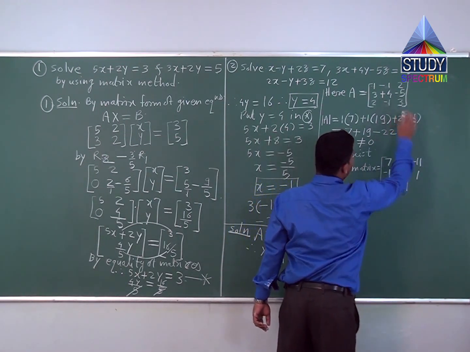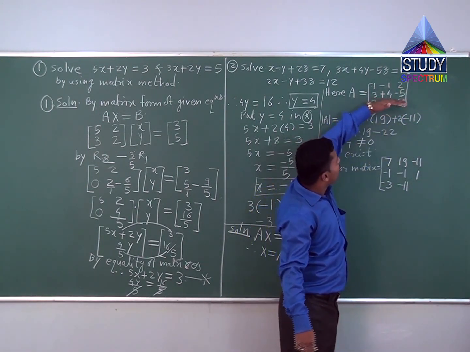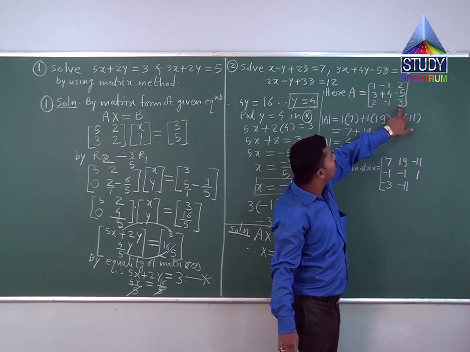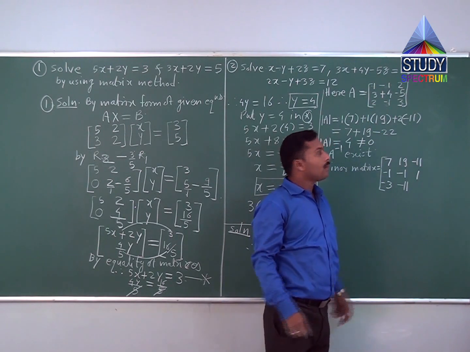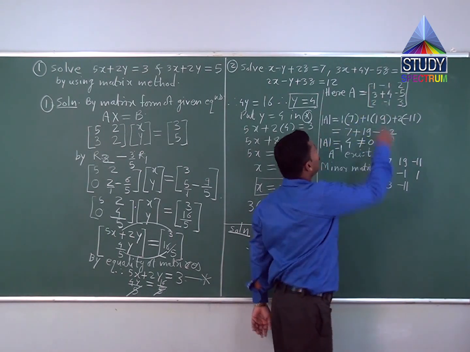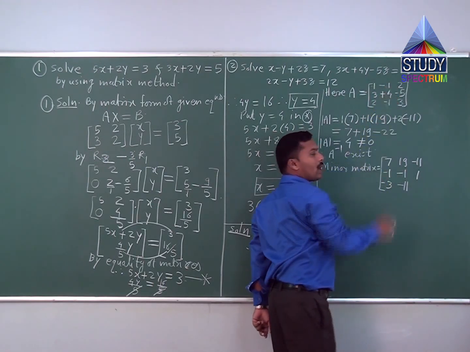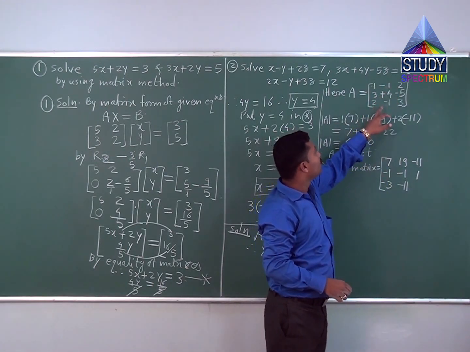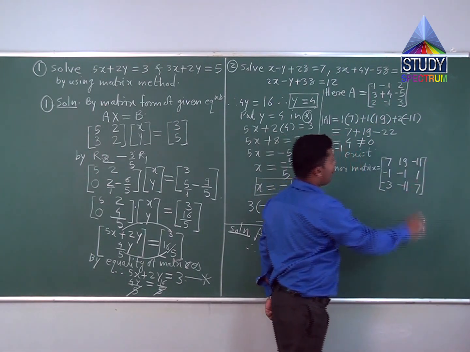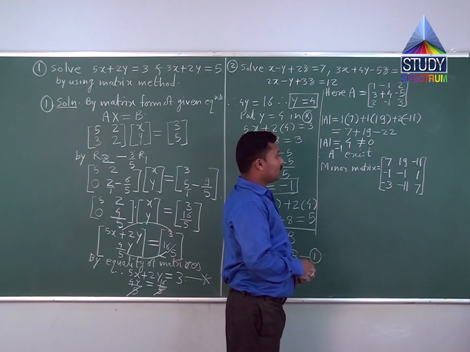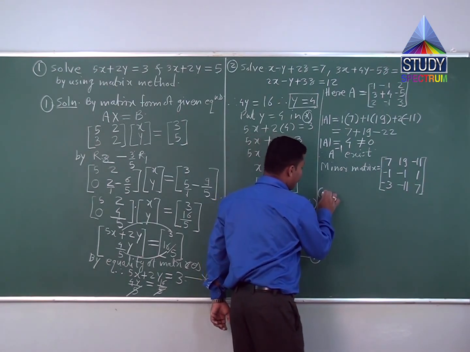Again we find the minor of number 3. Row and column deleted passing through this number 3. So what remains? 1, minus 1, 3, 4. We take the determinant of these 4 numbers. So 1 into 4, 4, minus 3 into minus 1, minus 3, minus plus 3. So 4 plus 3, 7. So this is a minor matrix. By using this minor matrix, we find the cofactor matrix.